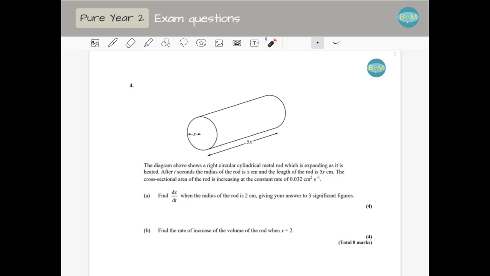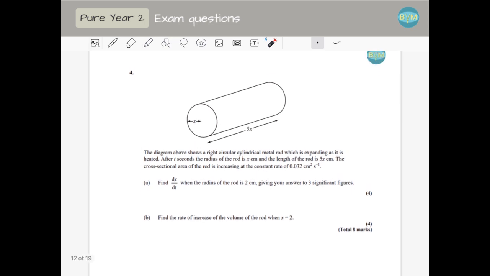Hello, this is another rate of change question. I'm not sure when it's from. You have a diagram that shows a right circular cylindrical metal rod which is expanding when it's heated.